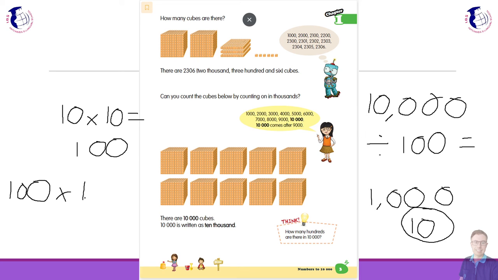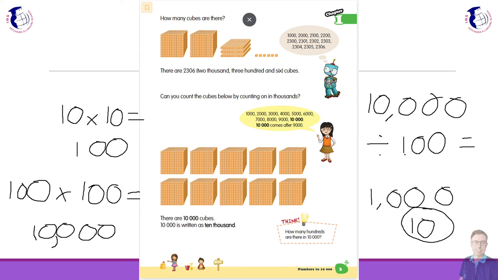100 times 100 equals... it doesn't equal 100, does it? So when you multiply by 100, you add two zeros to the end. When we multiplied by 10, we added one zero. When multiplying by 100, you just add two zeros to the end. There you go, and that would be 10,000.